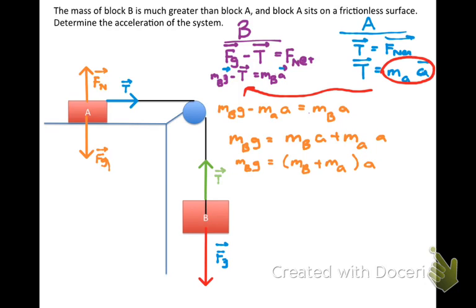And looking at this, the acceleration of the system is going to be mass B times gravity divided by mass B plus mass A. And this will give the acceleration of our system.